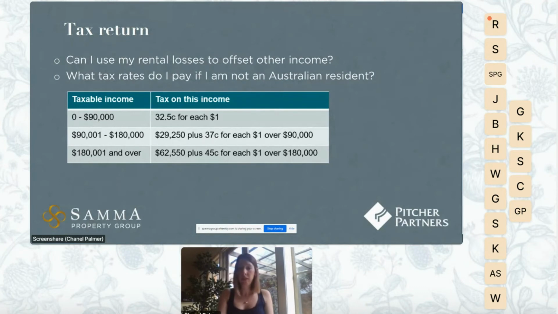Okay, lovely. Now, if I'm an overseas client, not an Australian resident, and I own a property here in Australia, what tax rates apply to me? What tax do I have to pay?